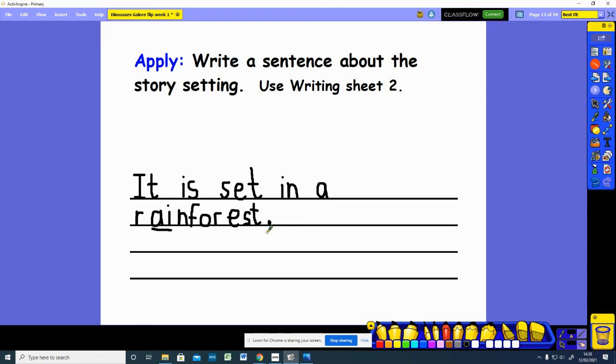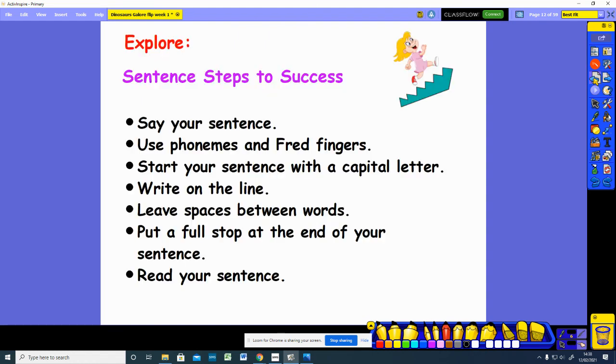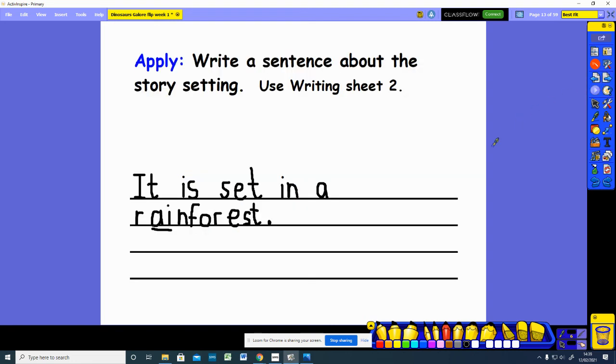Okay, so it's your turn to do some writing now, children. Write a sentence about the story setting. Use writing sheet 2. Make sure you also use your sentence steps to success. Say your sentence. Use phonemes and fred fingers. Start your sentence with a capital letter. Write on the line. Leave spaces between words. Put a full stop at the end of your sentence and then read your sentence back to make sure it makes sense.